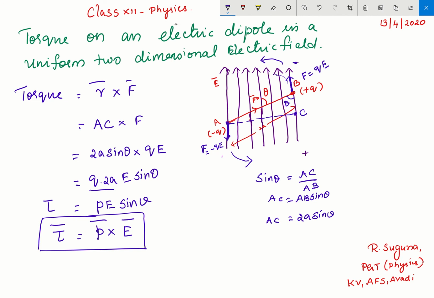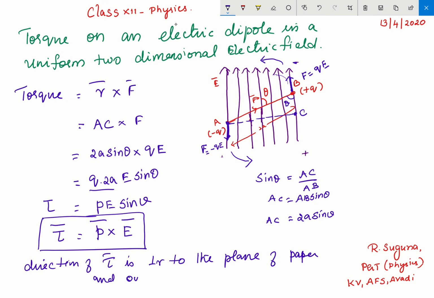I will write the direction of tau is perpendicular to the plane of the board or paper, whatever that paper, and outward. Okay, outward means here it is. Is it clear?